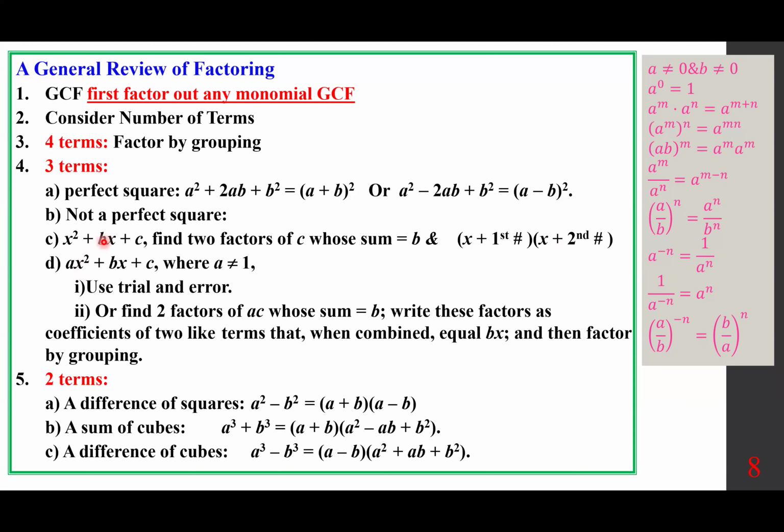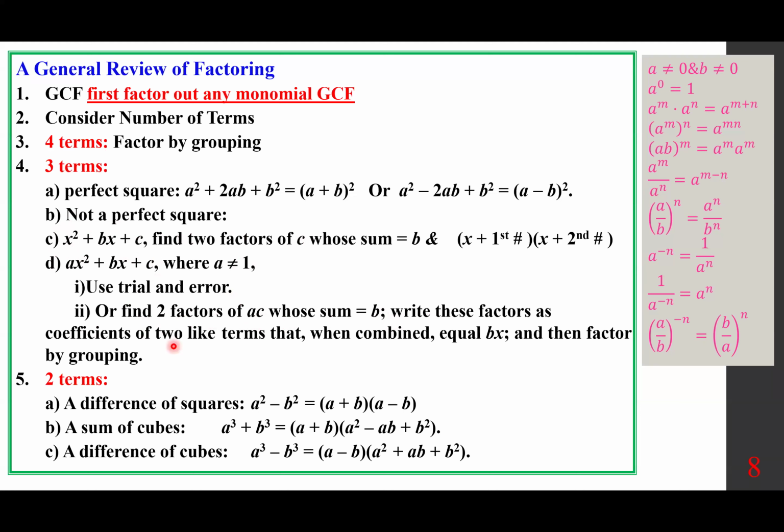Now, if instead of this, x squared has a coefficient a, so ax squared plus bx plus c, where a is not equal to 1, then we can use trial and error, or find 2 factors of a times c. Even over here, we would say a times c, but since a is 1, we didn't have to, we just said c, it's 1 times c, right? So you want to find 2 factors of ac, whose sum is b.